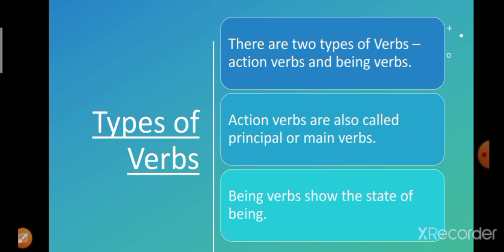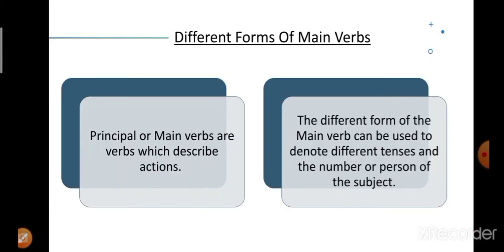But when we come to the next type, that is being verbs, they show the state of being only. They are also called auxiliary or helping verbs, and they are used along with main verbs to show the time of action. So why are being verbs used? Being verbs are used along with the main verbs to show the time of action, whereas principal or main verbs will give the information about the actual sentences.